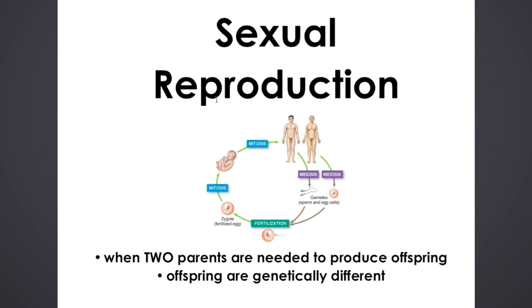Next we have sexual reproduction. Sexual reproduction is when two parents are needed to produce offspring, and the offspring are genetically different. We will talk more about the different kinds of reproduction, but for right now, know that reproduction means to reproduce or to make more. In the case of people, reproduction means to have babies.